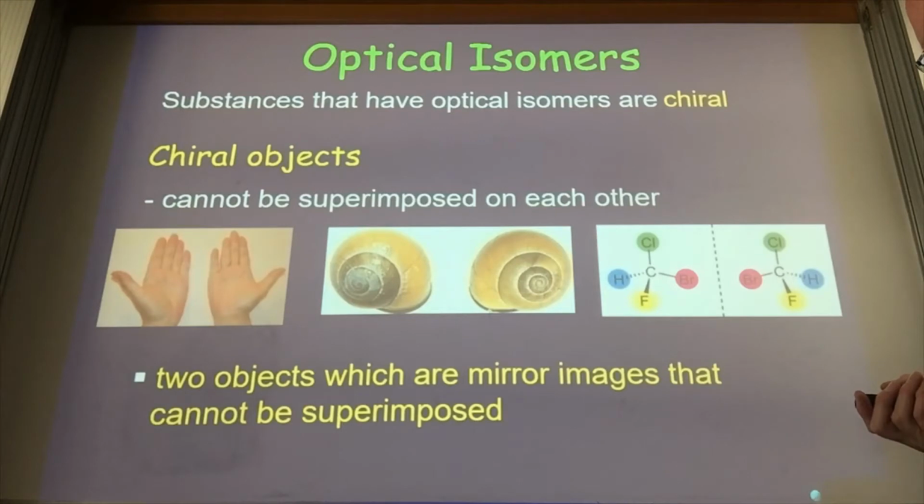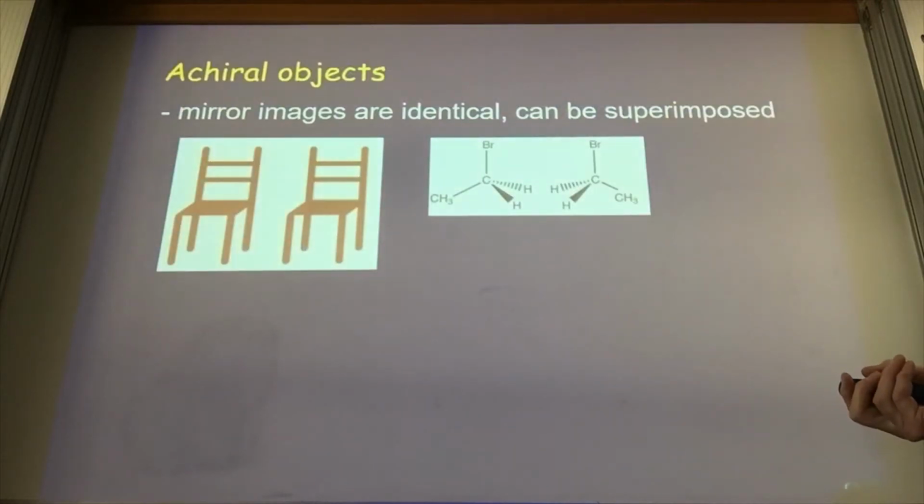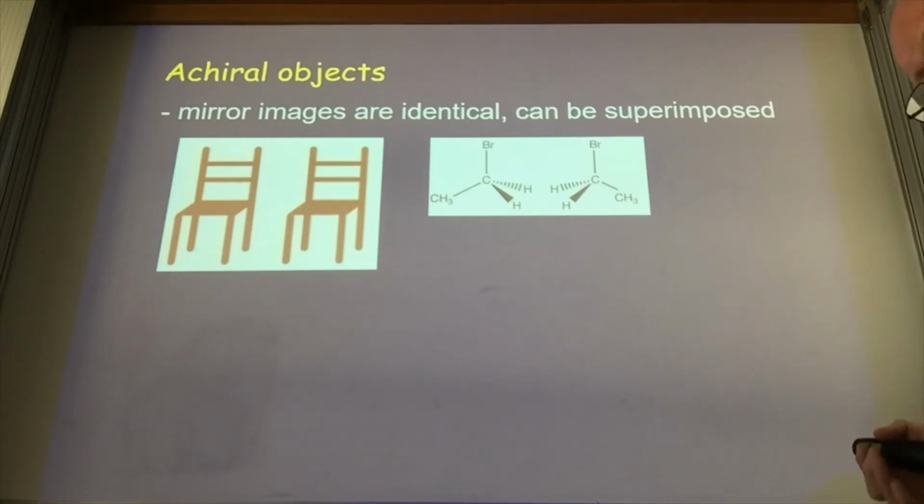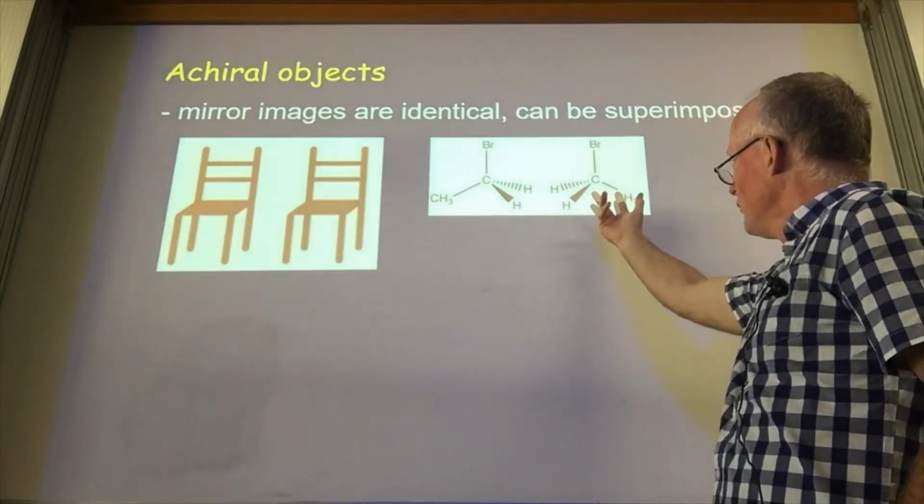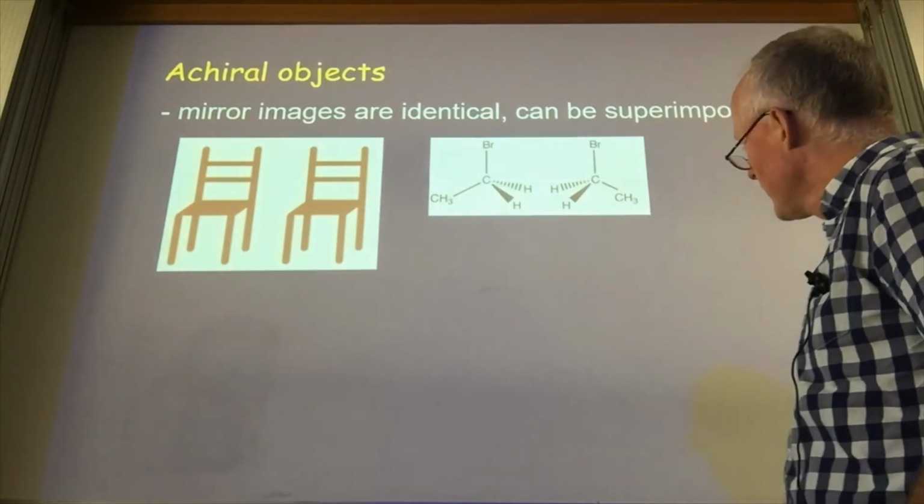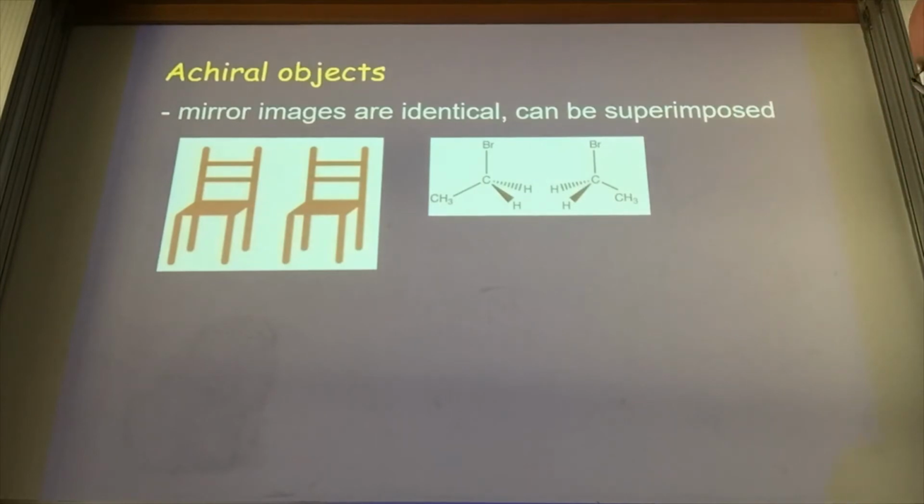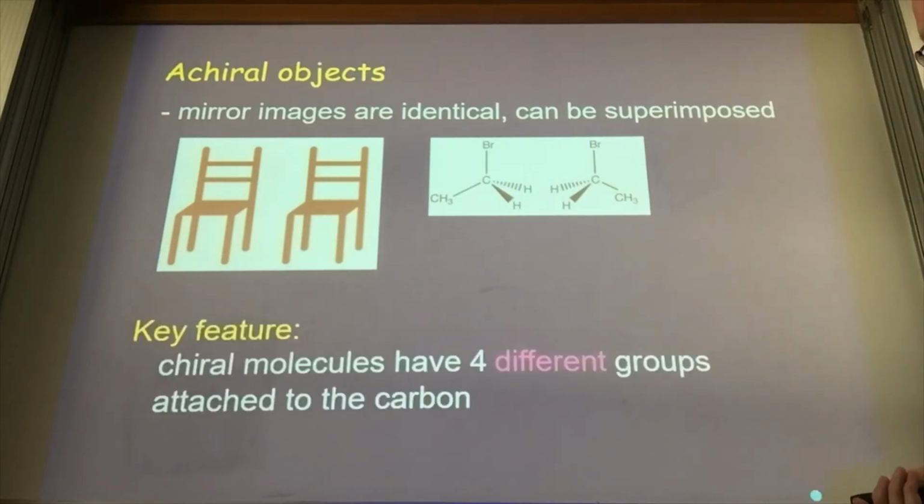Two objects which are mirror images that cannot be superimposed, they are chiral objects. Achiral objects can be superimposed. So the mirror images are identical, they can be superimposed on each other. So these two here, we can rotate that second one around 180 degrees and then they'll be identical. Now, key to identifying chiral molecules is that they've got 4 different groups attached to the carbon.